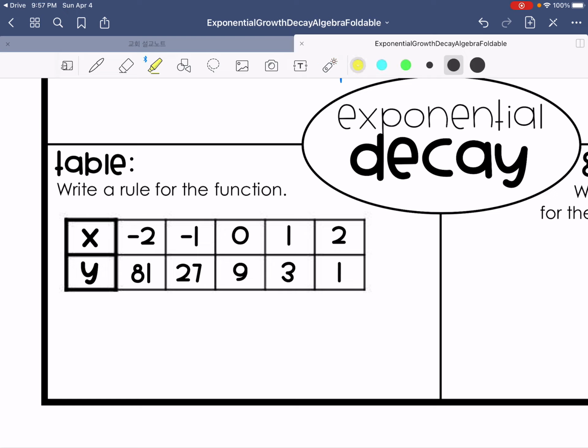Our initial value, where x is equal to 0, is 9 here, right? So we already know a is equal to 9. Now let's look at this: 9 to 3, 3 to 1, 27 to 9, 81 to 3. It's kind of obvious that 9 divided by 3 is 3, 3 divided by 3 is 1. It's divided by 3, right?